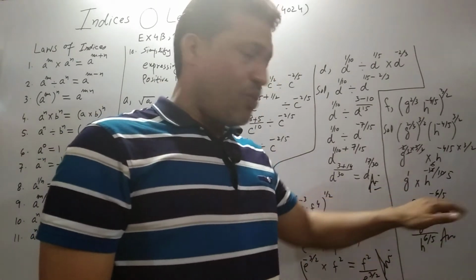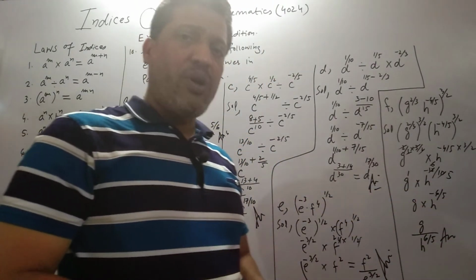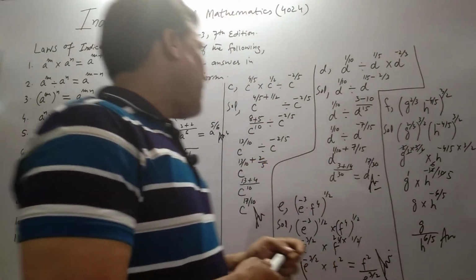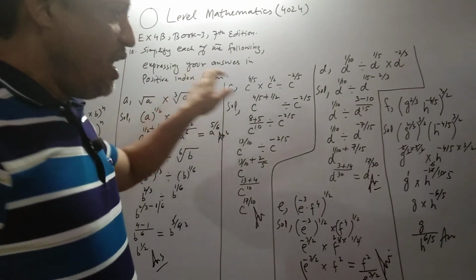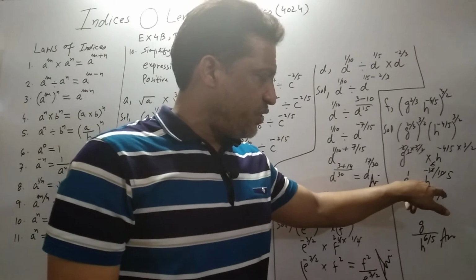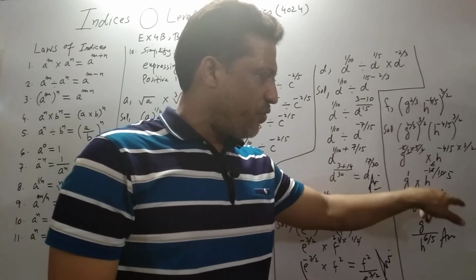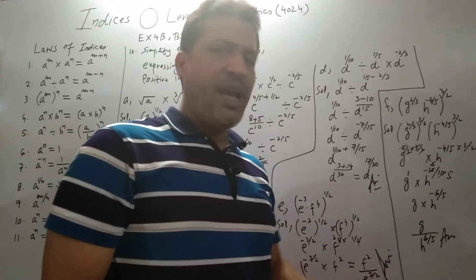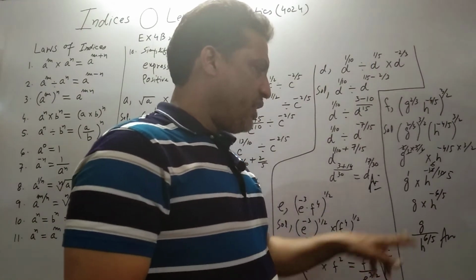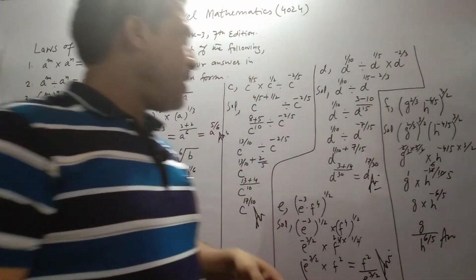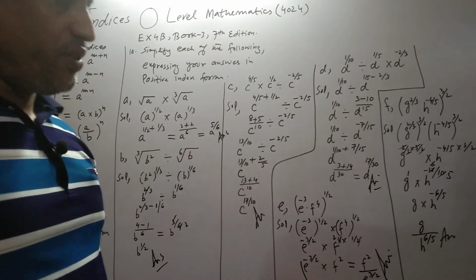So minus 6 upon 5 can be converted into positive because our requirement is to write the answer in positive index form. Therefore h to the power minus 6 upon 5 can be converted into h to the power 6 upon 5. This is our requirement because the requirement is to write the answer in positive index form.